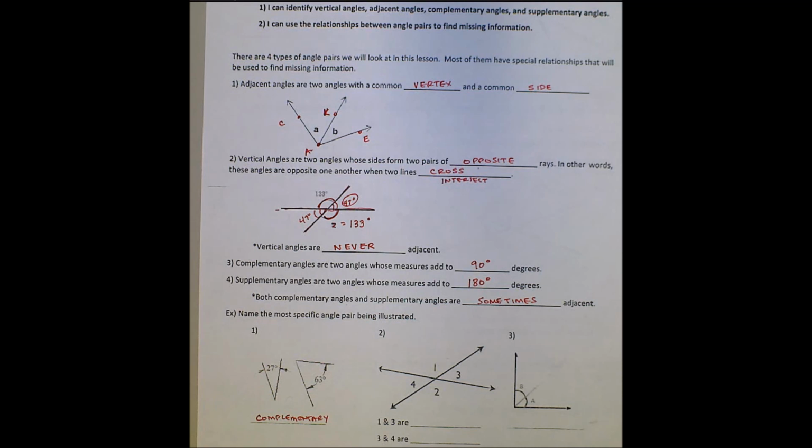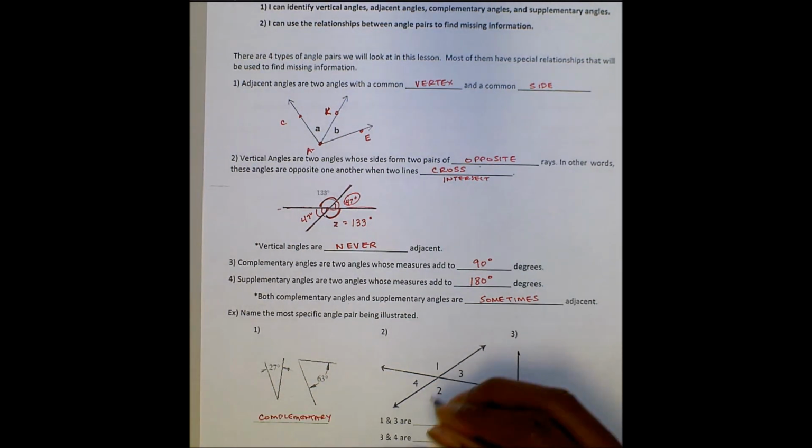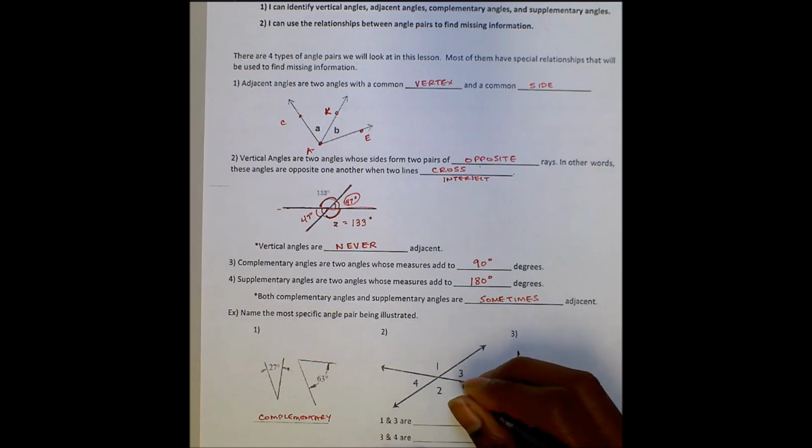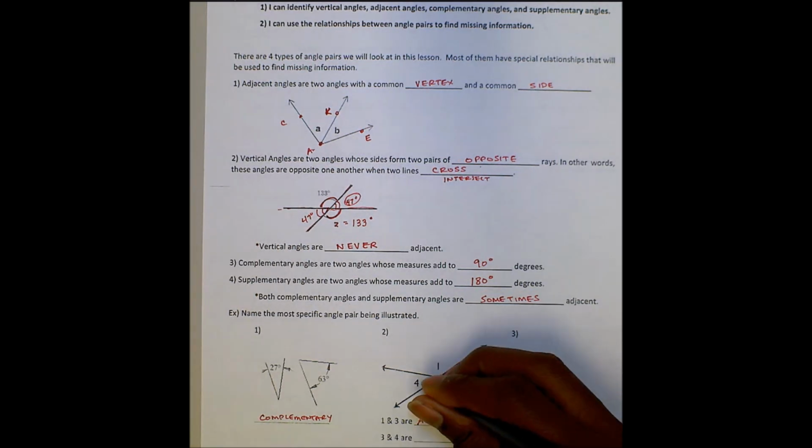Looking at our diagram number 2, angles 1 and 3. They're not vertical, even though these do cross. They're not vertical angles because they're right next to each other. They share a side, and so that means they are adjacent angles. Not only because they share a side, but they also share the vertex. Then it says angles 3 and 4. Well, now 3 and 4, here and here, they are across each other on that X. Those are vertical angles.